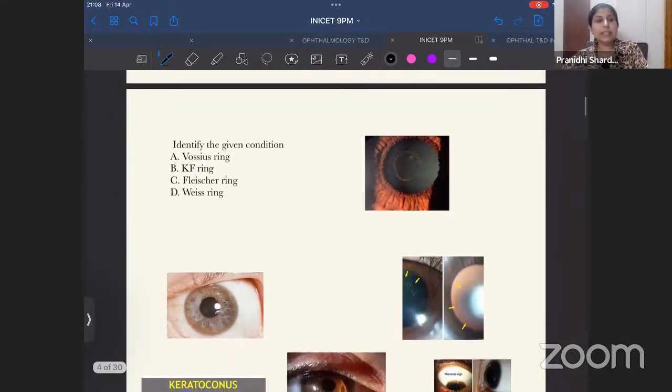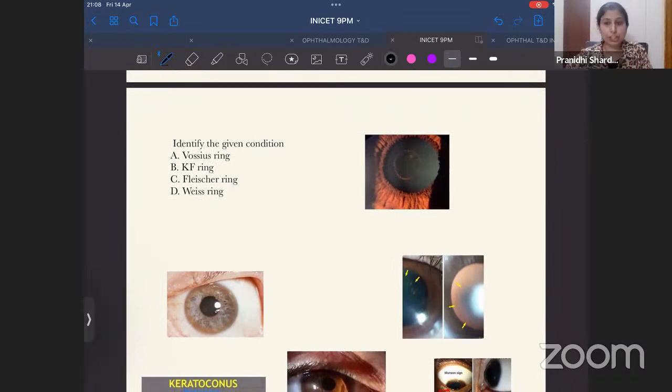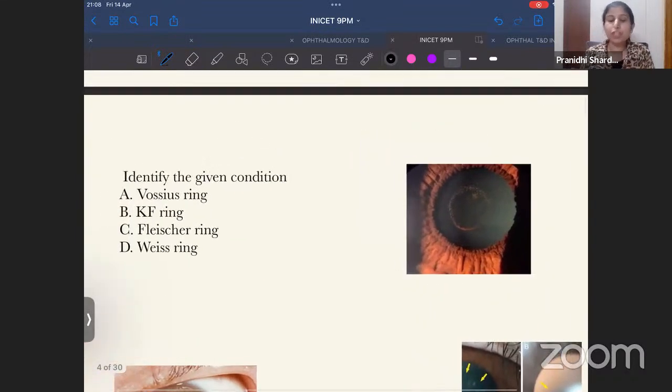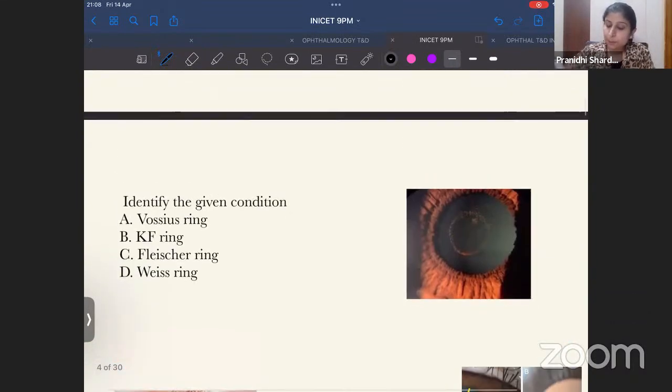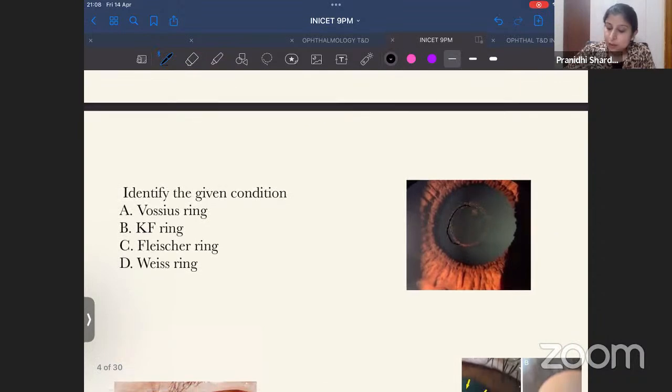The next question is to identify the given condition. It is again an image-based question, a direct question to identify the image. Here we can see on the lens surface a small circle of pigment of the iris over the lens surface. This is known by the name of Vossius ring.